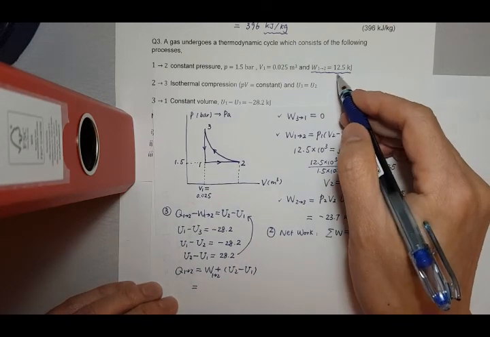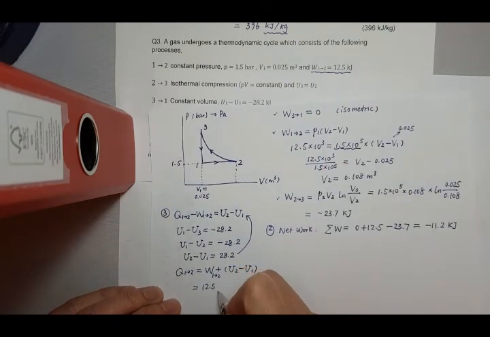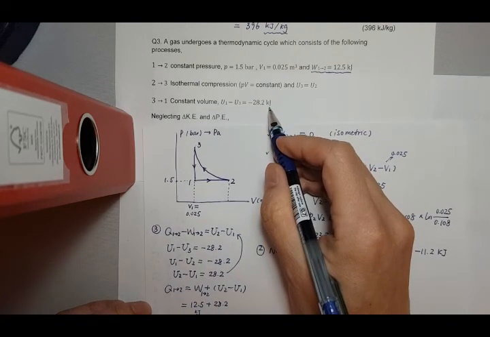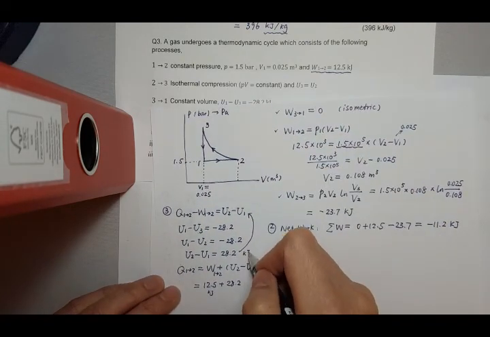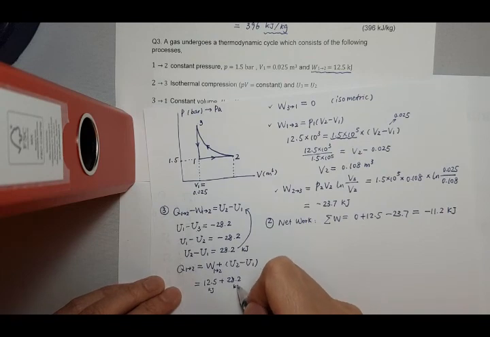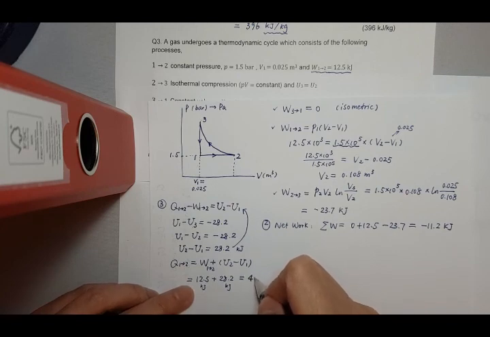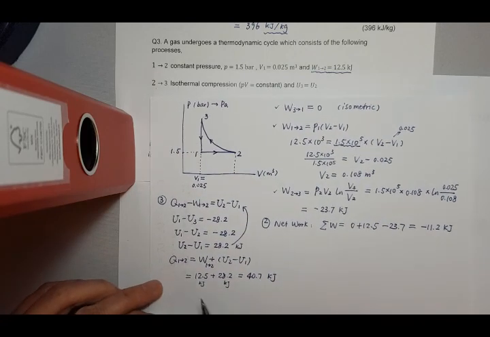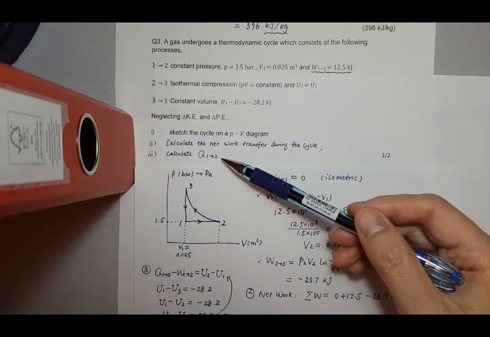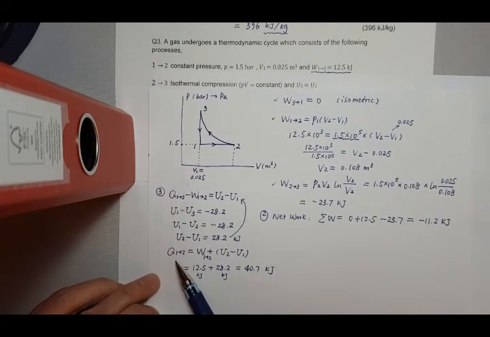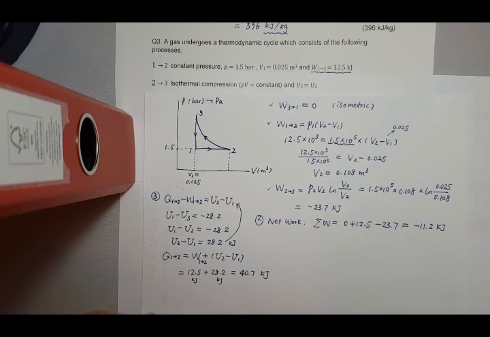W1 to 2 is 12.5, so that's in kilojoule, and you can see here kilojoule as well, so this is in kilojoule as well. Then we'll just add them together, which gives us 40.7 kilojoule. So this is the value for the heat transfer, which is our third question, the heat transfer during the process from 1 to 2. So this is all the solution for question 3.